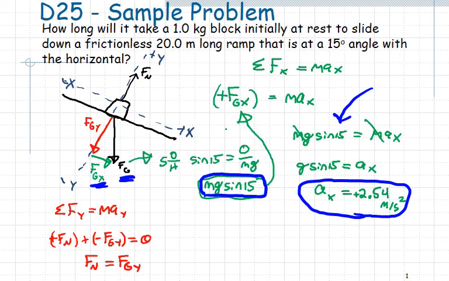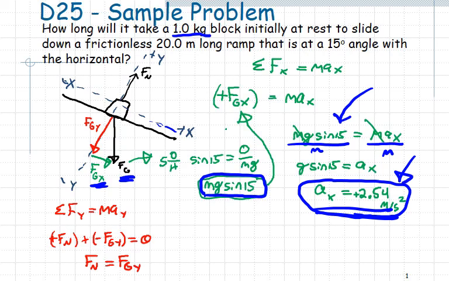If you place that in there, you can cancel mass from both sides. And when you do that, and this is really important, when you divide mass from both sides, you can see how the acceleration down the ramp is actually independent of the mass. No matter what kind of mass we would have, the acceleration would be the same. So you should get 2.54.